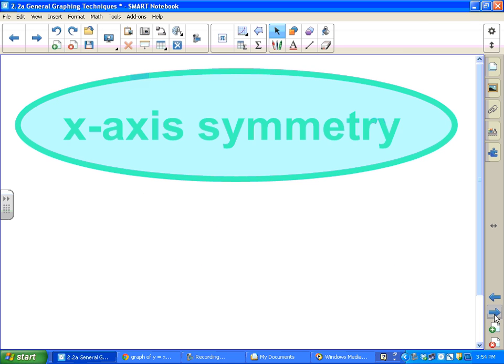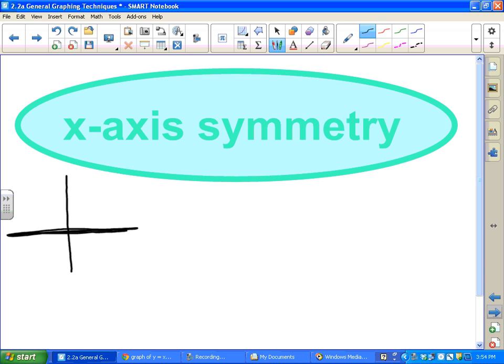The next type of symmetry we're going to talk about is x-axis symmetry. X-axis symmetry, as you probably can guess by the name, is that it's mirrored over the x-axis. So whatever's up here is also down here. Okay, so if it's on the top, it's on the bottom.